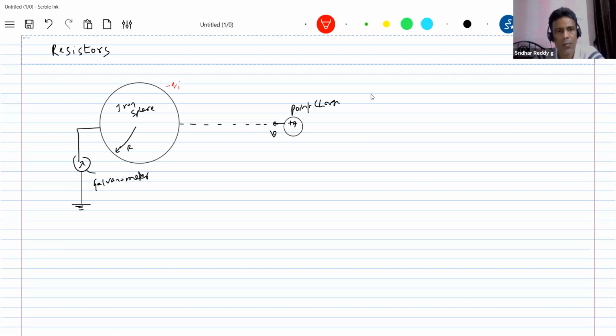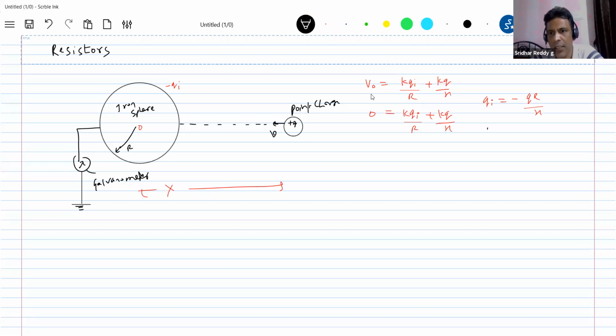Minus Qi. So what was the method we used here? The potential of point O should be equal to KQi by R plus KQ by X. What is X? The distance of the point charge from the center of the iron sphere. As it is an earthed conductor, the potential should be 0. So what is the expression for induced charge? Minus QR by X.